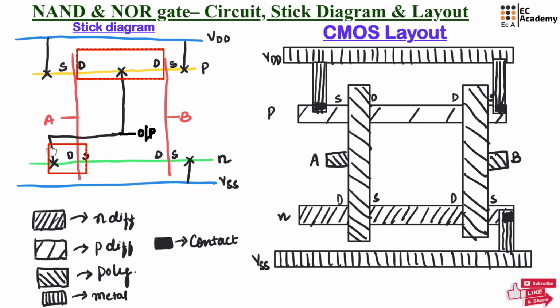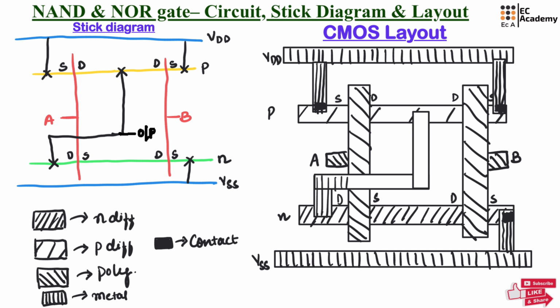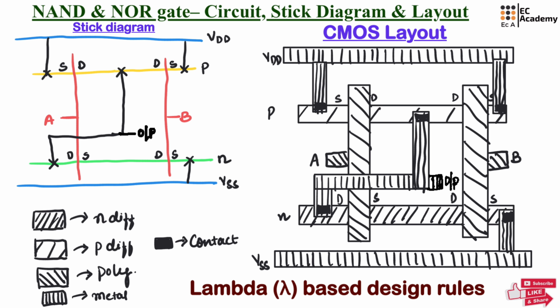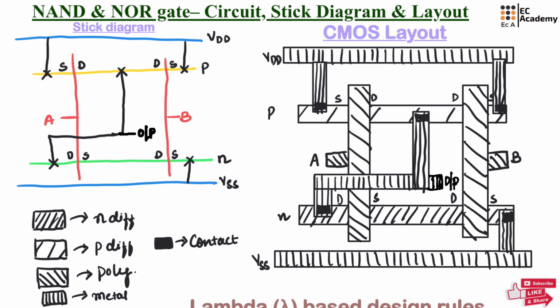The drain terminal of NMOS with input A is connected between two drain terminals of PMOS. So we can use metal to make the connection. Then use contacts to connect different layers, and let us mark the output. So this is the final layout of NAND gate. Always remember, use lambda based rule to have the spacing and width of each layer.